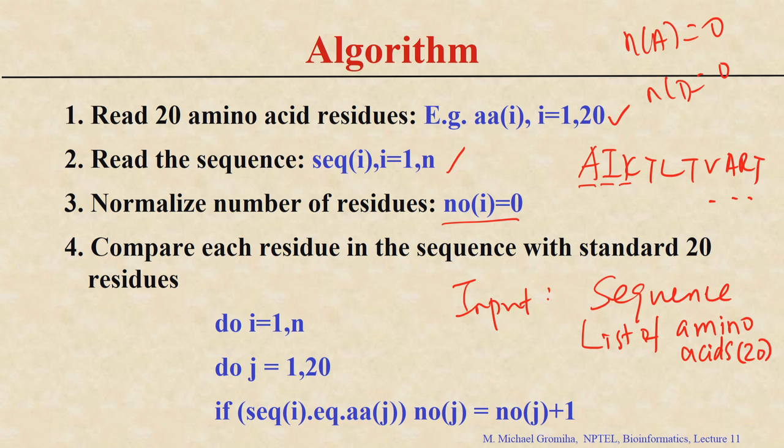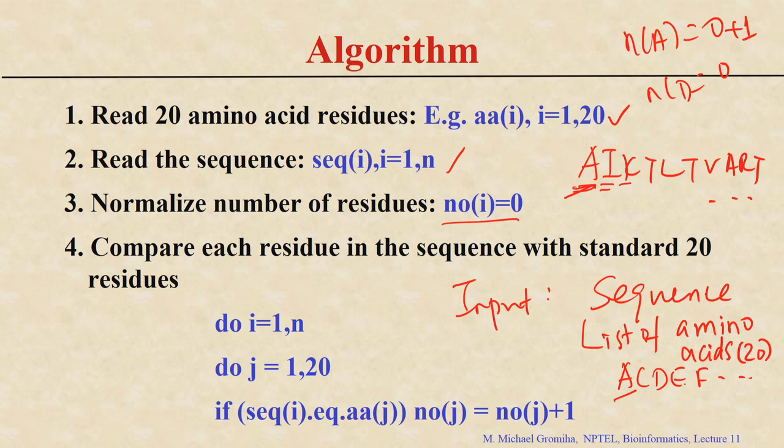We have to compare. Take each sequence. First, for example, this is A. You have to compare this A with the list of amino acids. Here you can see the list of amino acids. If you compare this and this, if it matches, then we add in this array number of A equal to 1. Second one, if you take I, it won't match A.